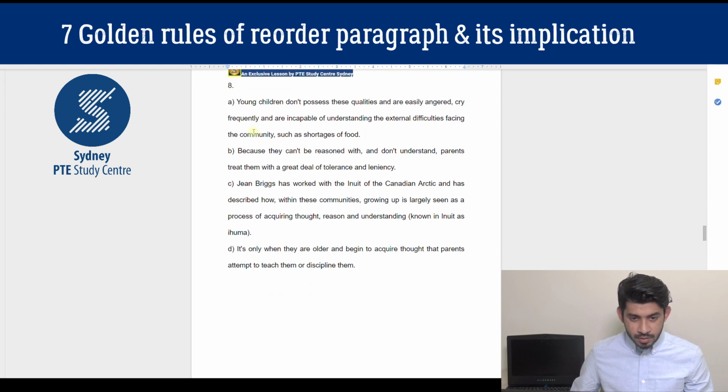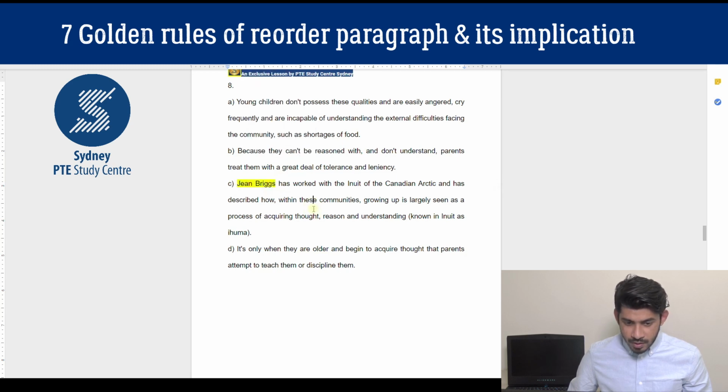Now let's do another one. Number 8. Young children don't possess these qualities. So I don't know which qualities yet. Okay, so something is referred back. Number B. Because they can't be reasoned with. Now because, so obviously, cannot be your first sentence. And there is no clue between these 2. Number C. Okay, so Jean Briggs has worked with the Inuit of the Canadian Arctic. So this gentleman has done something. Looks like a very general statement. So this could be my first sentence.